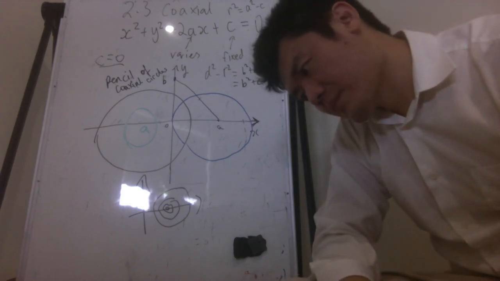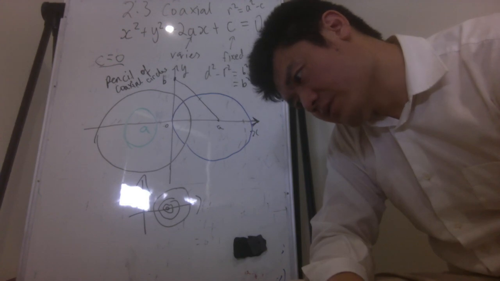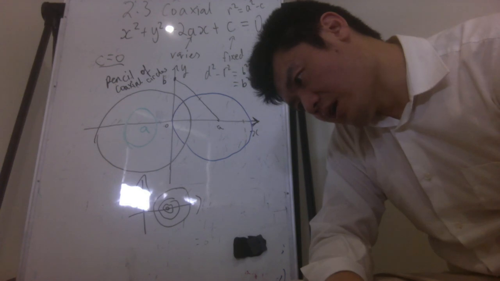So what does it say in the book? A varies over all the real numbers except when C is positive. Then it only varies between plus or minus root C. This family is called a pencil of coaxial circles because every two of its members have the same line of centers and the same radical axis.